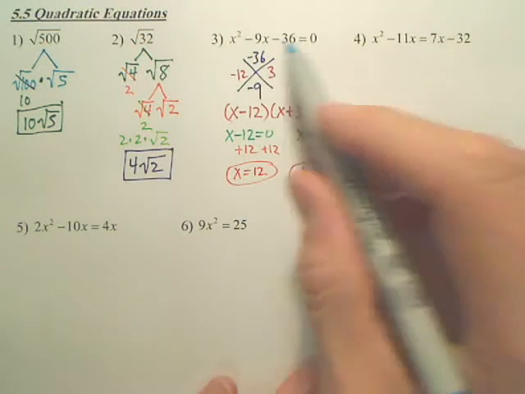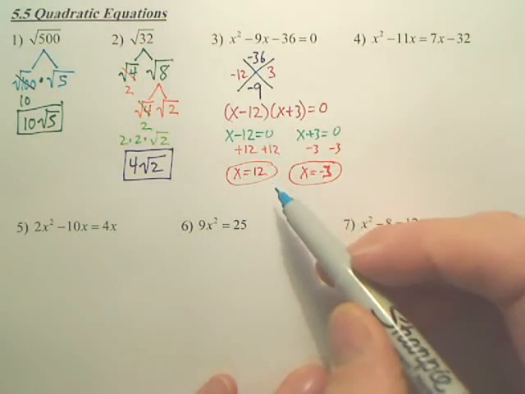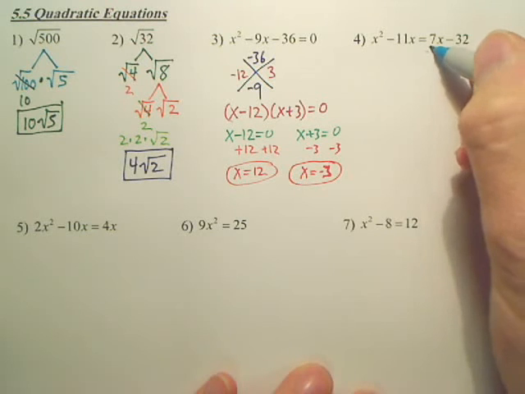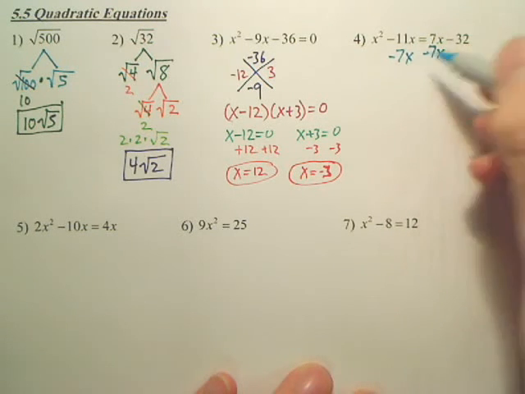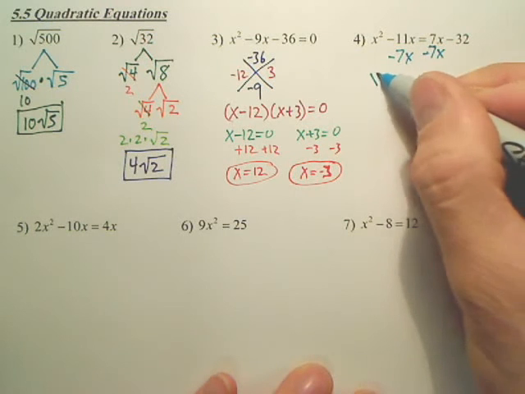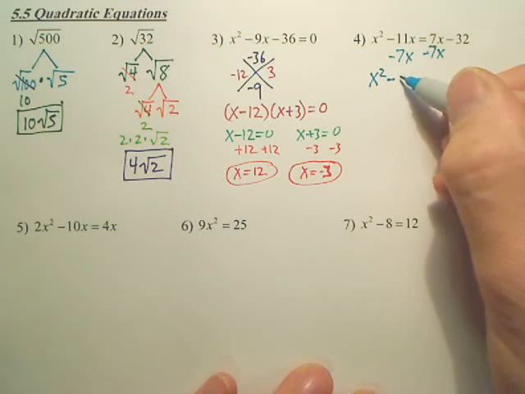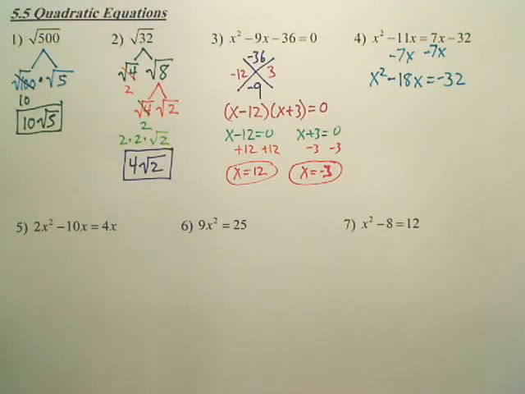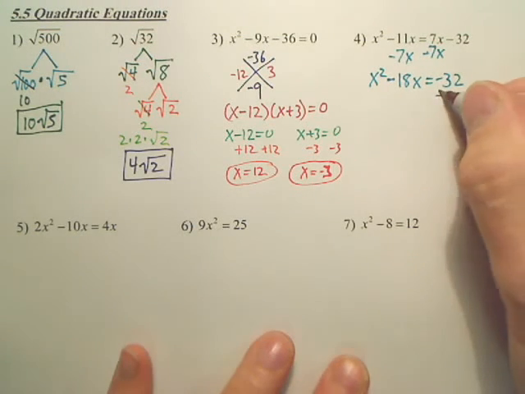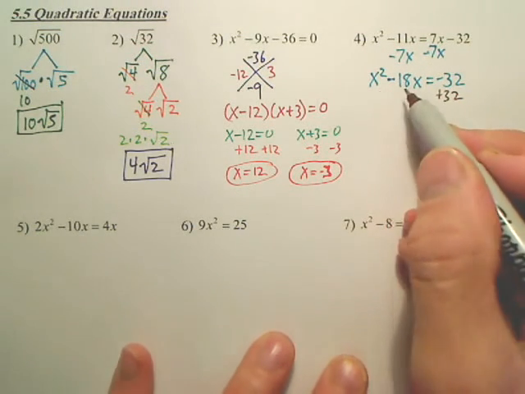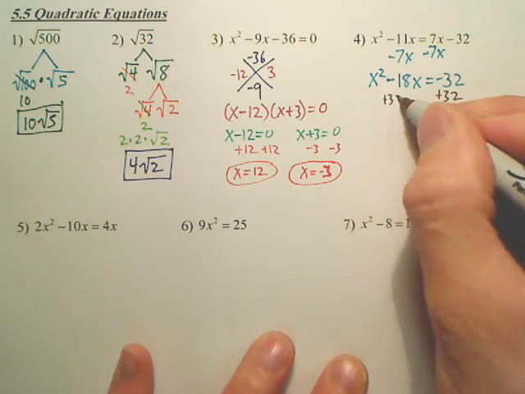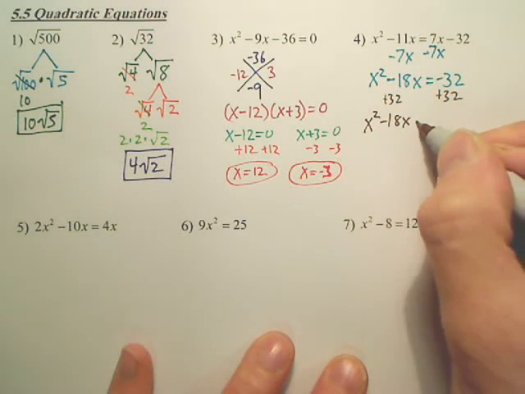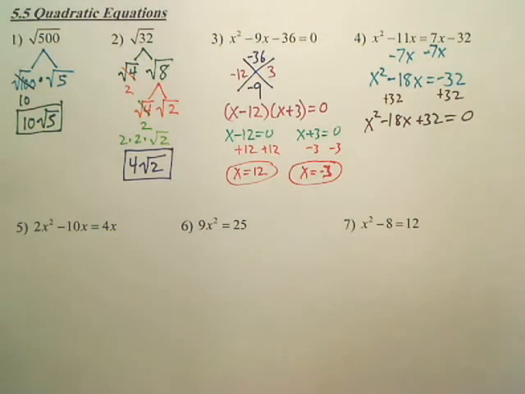Now, the difference between 3 and 4 is in order to do this factoring technique, you have to make your equation equal to 0. So what you're going to do here is you're going to minus this 7x over, and actually let's do that first. That would give us negative 18x. Is it equal to 0 yet? No. We also have to add this 32 over. Now, can the 32 add to either of these? No. So you just add it somewhere over here. You end up with x squared minus 18x plus 32 equals 0.